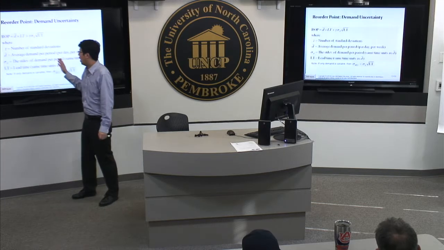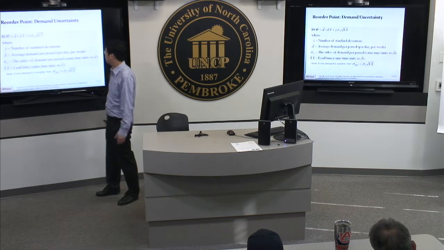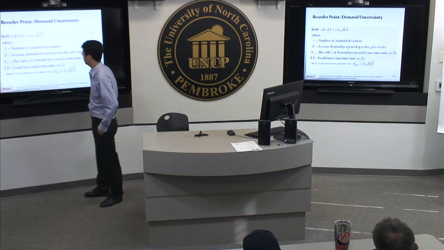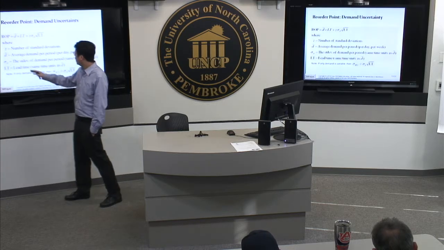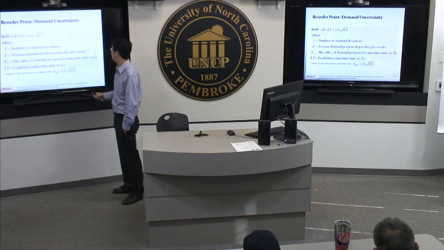D bar is the average demand per period, like every day, every week, right? Because if lead time is in days, D bar is the daily average demand. Sigma D is the standard deviation of demand per period, right? Same time units as D bar.